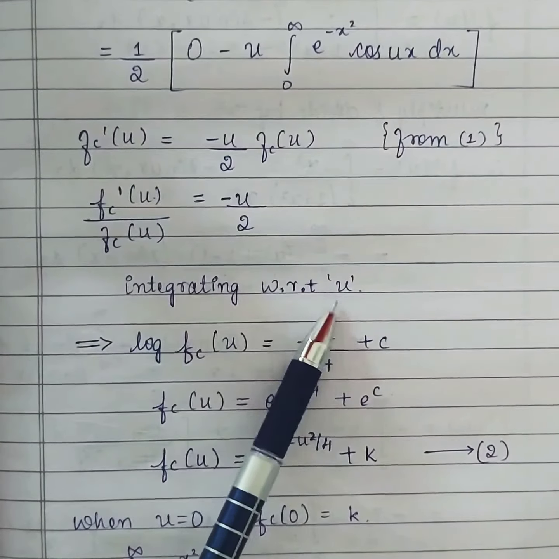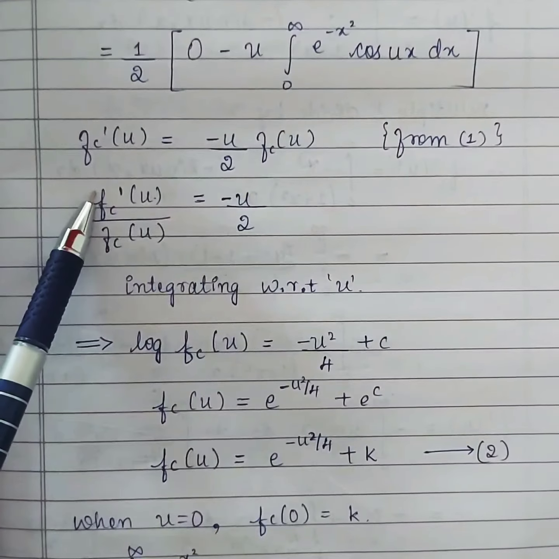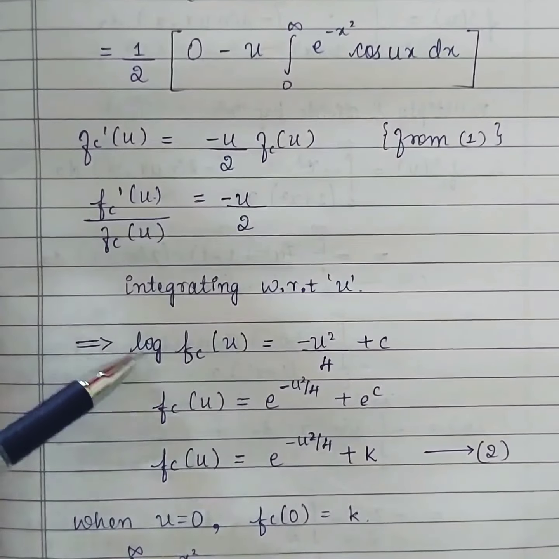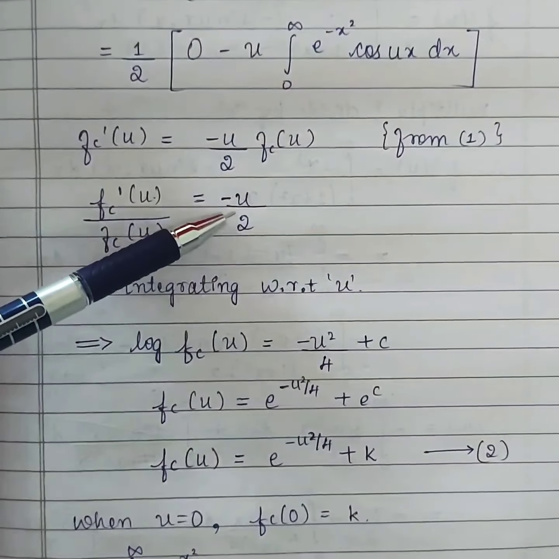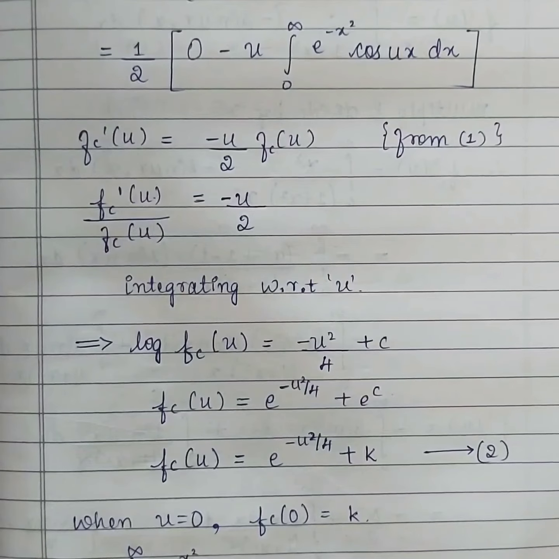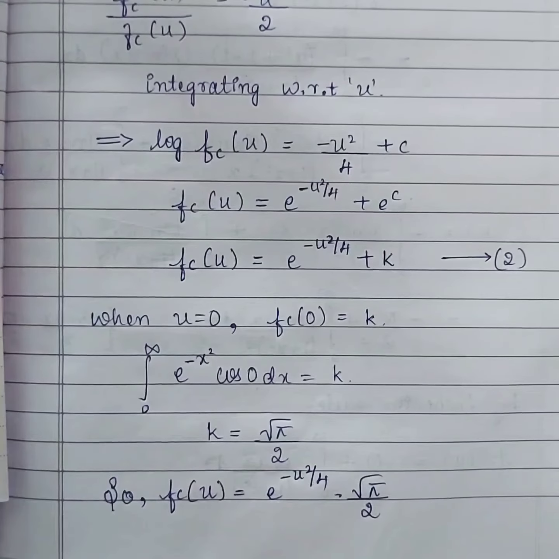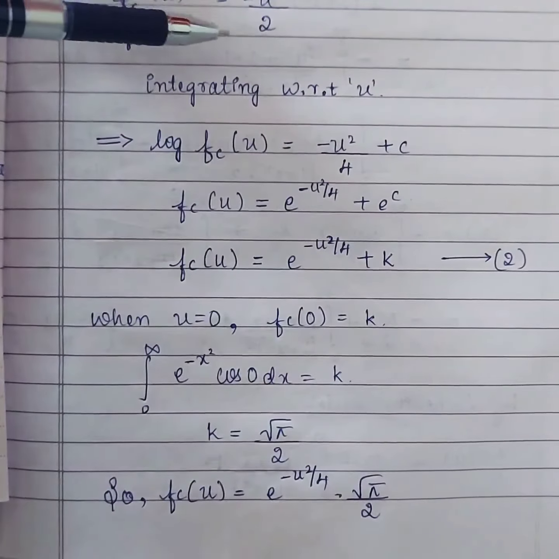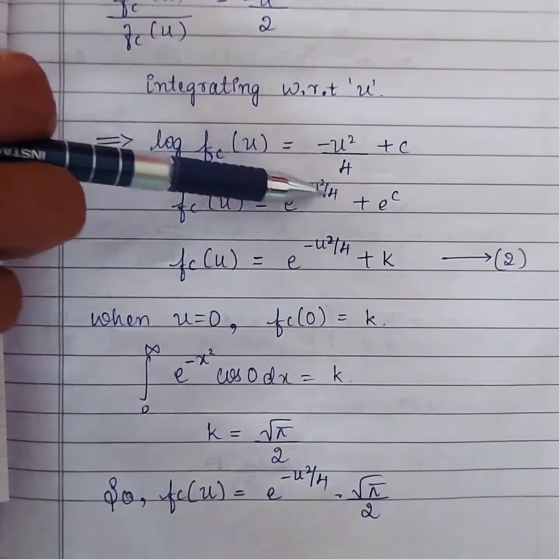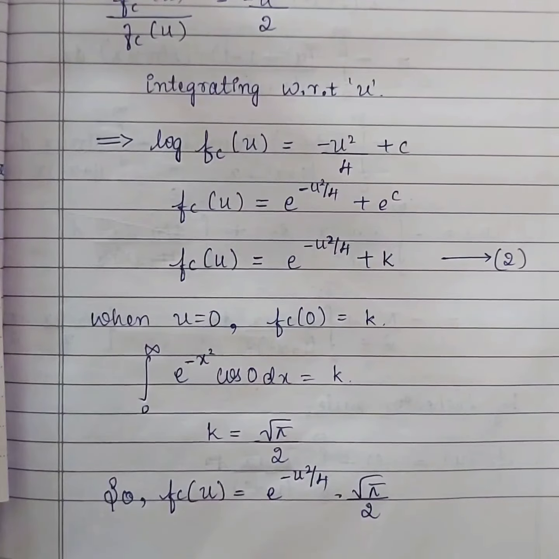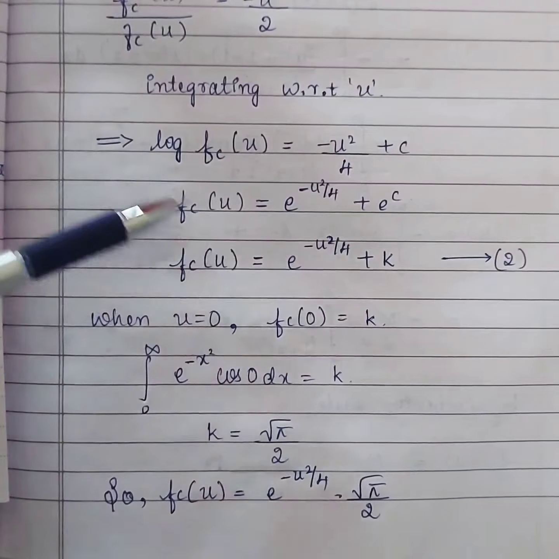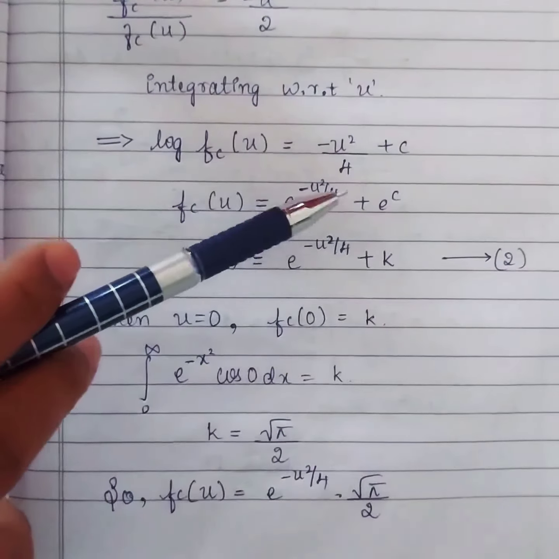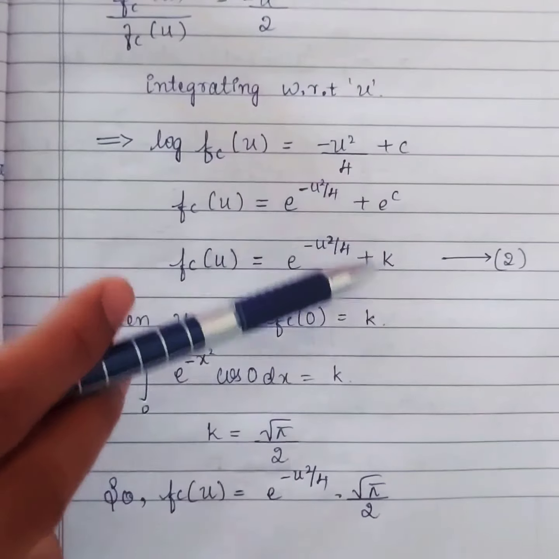When we integrate with respect to u, a function's derivative is there in the numerator, function is there in the denominator, means we'll write log of that function. So log of fc of u, and here we are integrating with respect to u. So if we integrate u on the right hand side, you will get u square by 2. So already 1 by 2 is there, so we will get minus u square by 4 plus some constant. Okay, so left hand side is log is there, so I want to get rid of this, so I am raising to the power e. So fc of u is equal to e power minus u square by 4 plus some e power c. E power c is some constant, I am naming it as k.